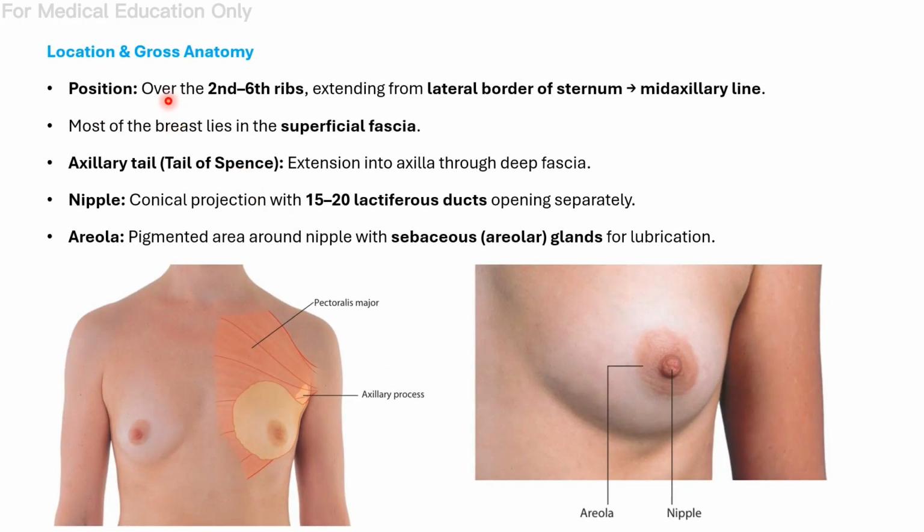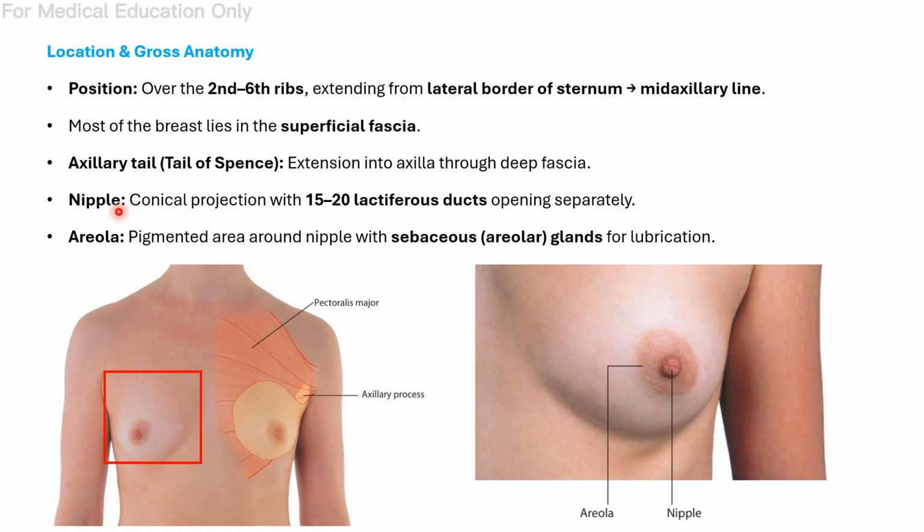Now we learn about the location and gross anatomy of the breast. The breast lies over the second to sixth rib, extending from the lateral border of the sternum to the mid-axillary line. Most of the breast lies in the superficial fascia, and the axillary tail extends into the axilla through the deep fascia. You can see this is the axillary tail.